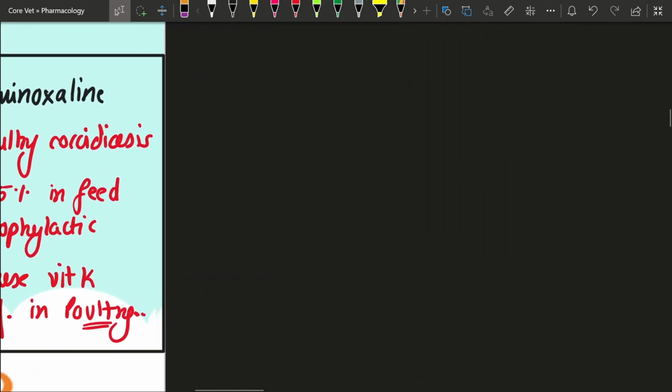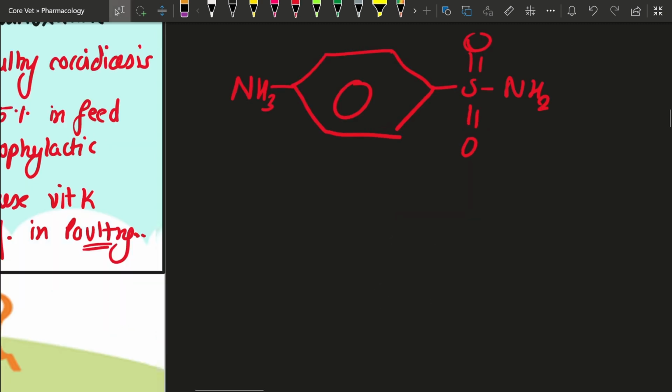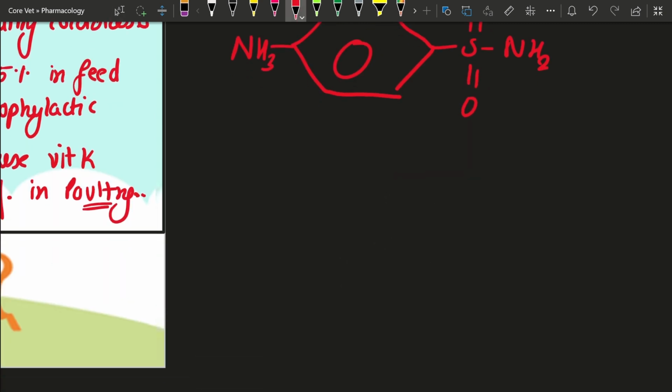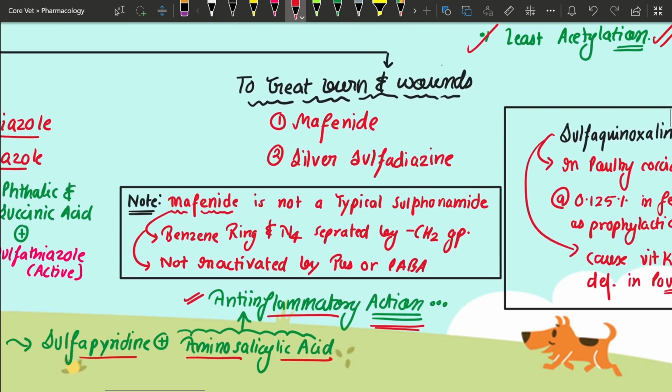See, understand. So this was the benzene ring, right? Here was your sulfur group, and NH2. This was the normal sulfonamide structure that we had studied above, right? If we talk about mafenide, at the N4 position, it is separated from the benzene ring by a CH2 group, right? So you have to remember that mafenide is not a typical sulfonamide example, right?